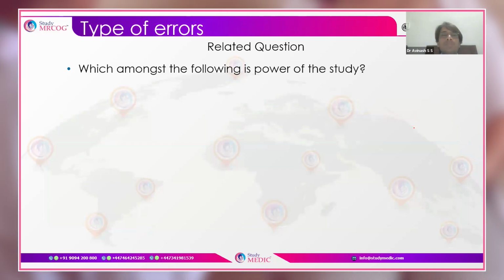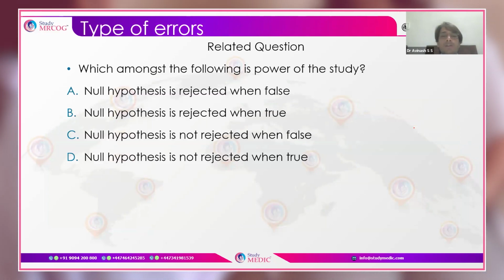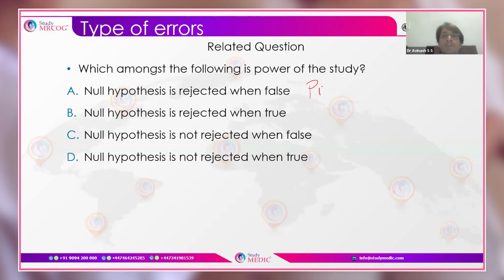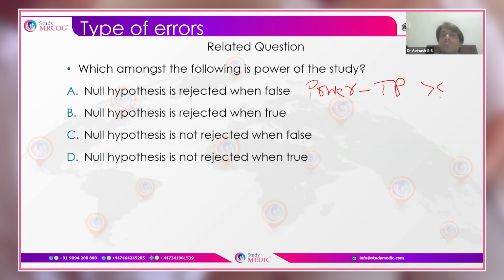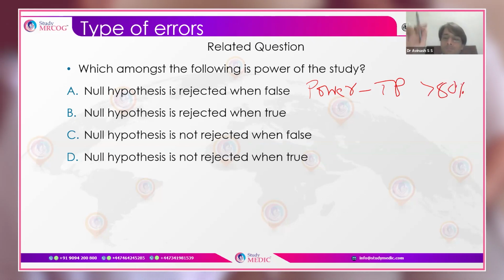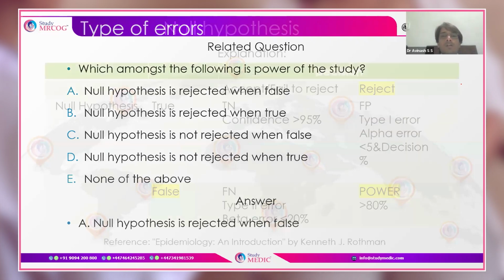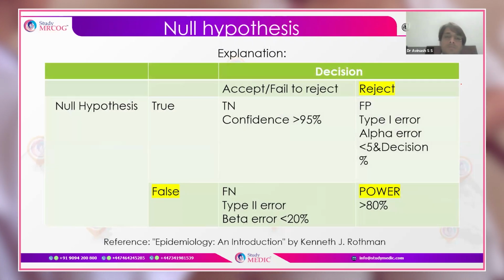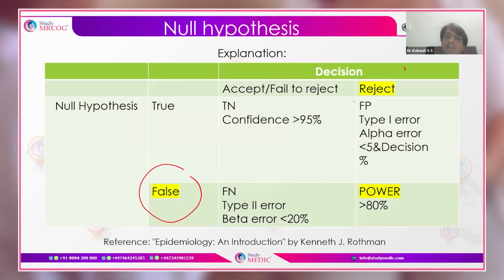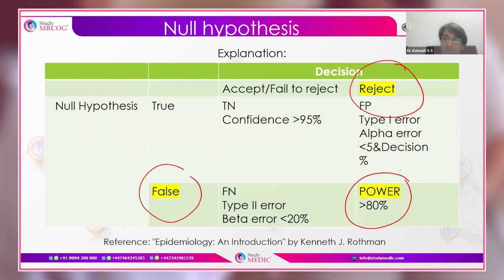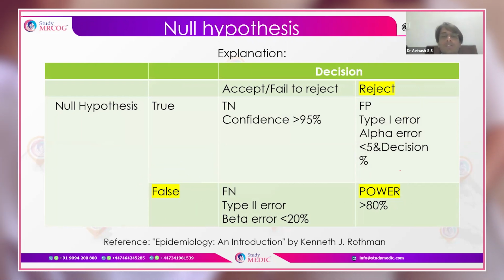Another related question is, which amongst the following is the power of the study? So we already discussed, the null hypothesis is rejected when false. This is the power. When it is false, we reject it and conclude the true positive finding. Minimum acceptable power should be more than 80%. So the null hypothesis is false and we correctly reject it. It is the power. So in various ways, the question can be asked.